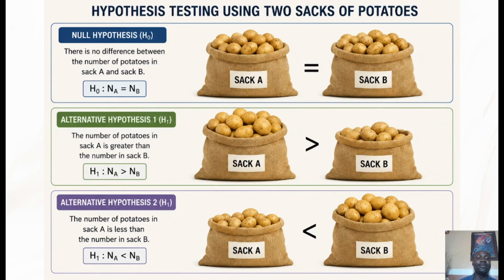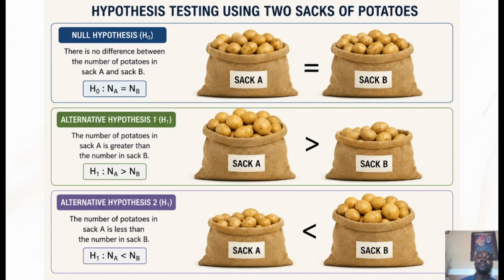This alternative hypothesis A and alternative hypothesis 1, they are telling us there is a difference. But one is giving us one direction, greater than. The other one is giving us the second direction, less than. So in testing, we always call the one that is just giving us one direction a one-tail.